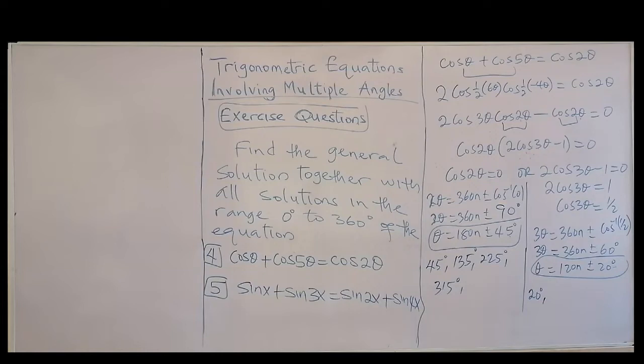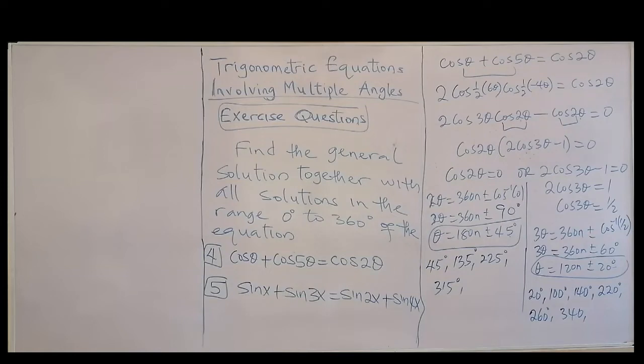N is 1. We have 120 minus 20, that's 100, or 120 plus 20, that's 140. N is 2, that's 240 minus 20, that's 220, or 240 plus 20, that's 260. N is 3, we have 360 minus 20, that's 340, or 360 plus 20, which is out of range. So these are the list of values we have.